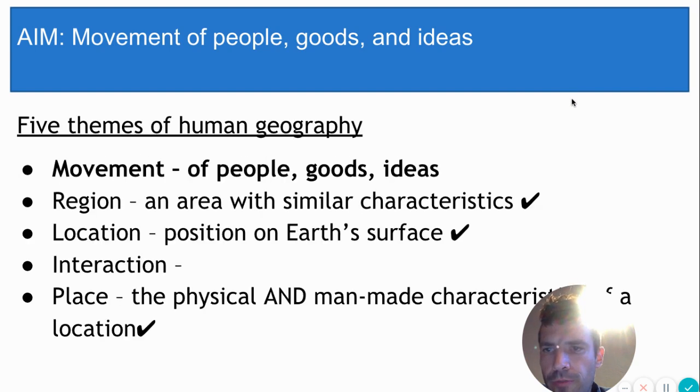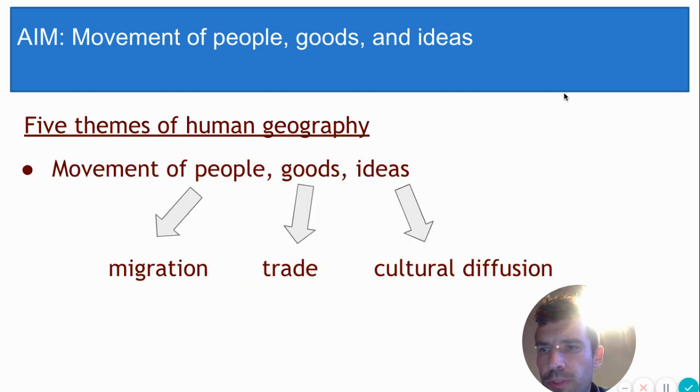Today we are looking at the fourth theme of human geography, movement, which really means the movement of people, goods, and ideas. You don't have to write this down, but you should know that the movement of people is called migration. The movement of goods we call trade, and the movement of ideas is cultural diffusion.